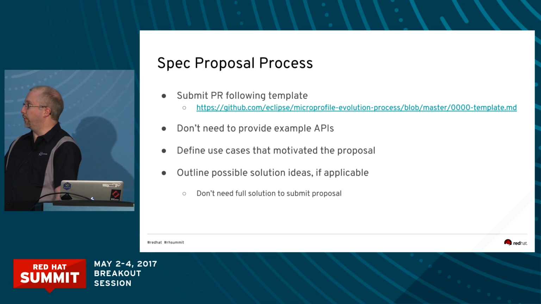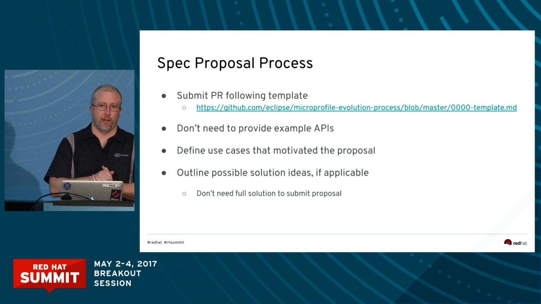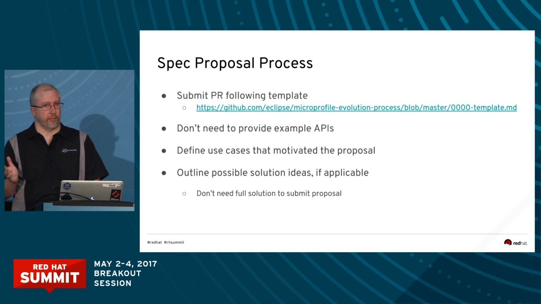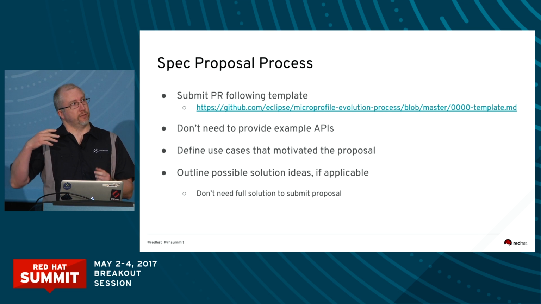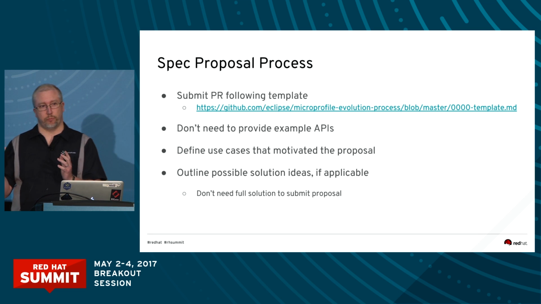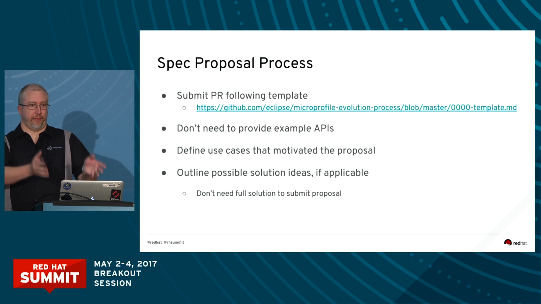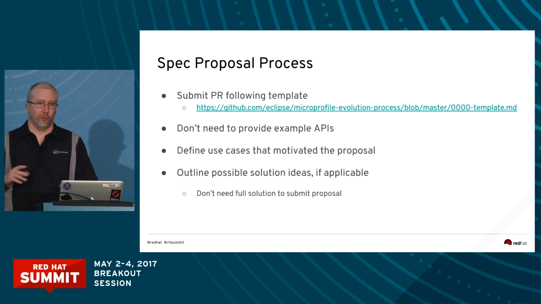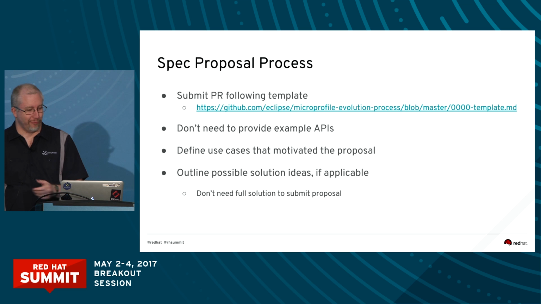So as I mentioned, there's a template we have in that repository, which is fairly short and just basically is looking for an outline of what we're looking to do. So you don't need to provide example APIs. Some of the specification proposals do, but it's more likely to have example APIs in the proposal if it's an existing technology that's already been implemented and you're just saying, I think we should include this in MicroProfile. If it's a whole new thing that hasn't been done before, we certainly don't expect you to be making up APIs out of thin air to say, I think this is what the API should be like. That's not what we're looking for there.